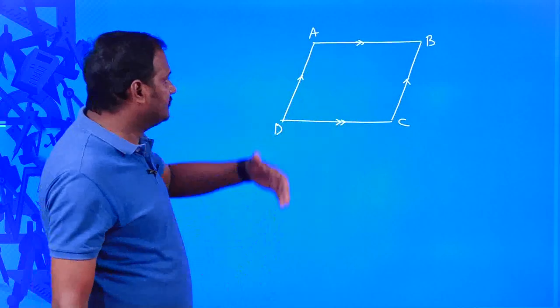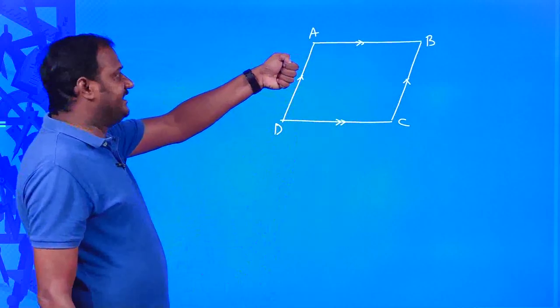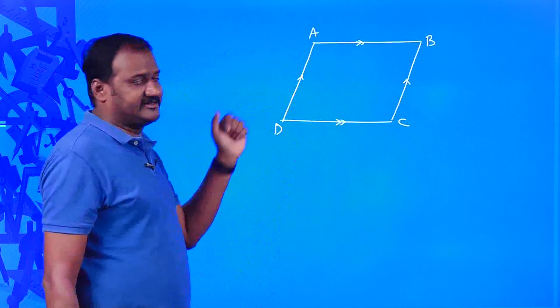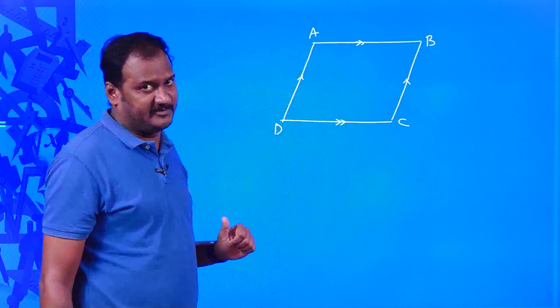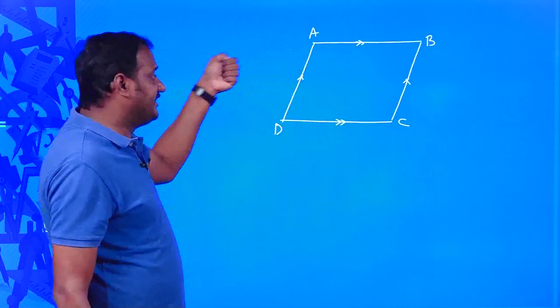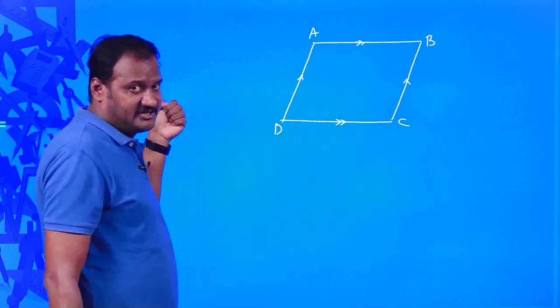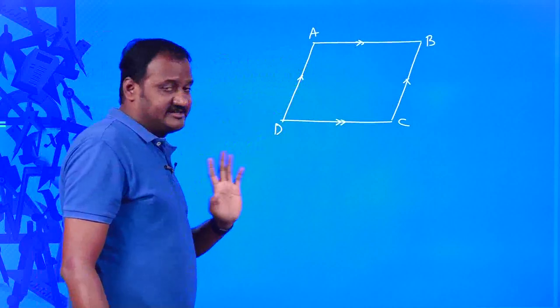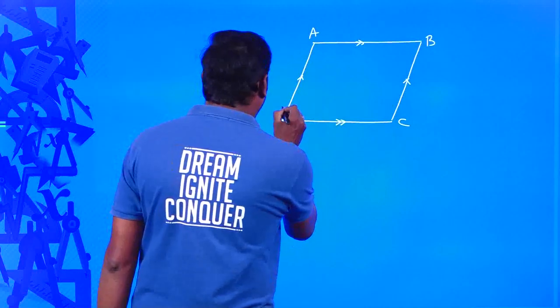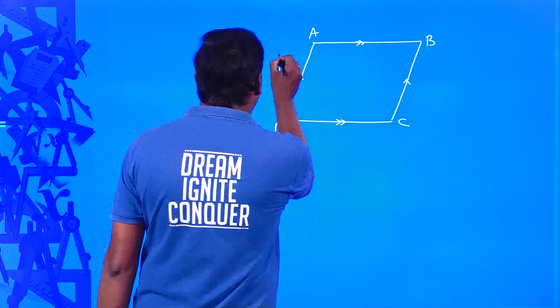For that, what should I do? I will have to pull that side AD towards the left-hand side to make this angle D equal to 90. Did you get my point? I am pulling this side AB towards my left to make this angle D equal to 90. So, what am I going to do here? I am going to make this 90 degrees.